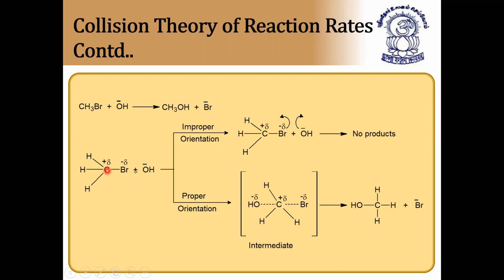So if they are coming in the same path, definitely they will not form products. Whereas proper orientation means the outgoing nucleophile and the incoming nucleophile are in opposite directions. See here, OH minus is coming from the back side of the molecule and Br minus is going from the front side. If they are not in the same direction, automatically they'll form the product. So this is called proper orientation.